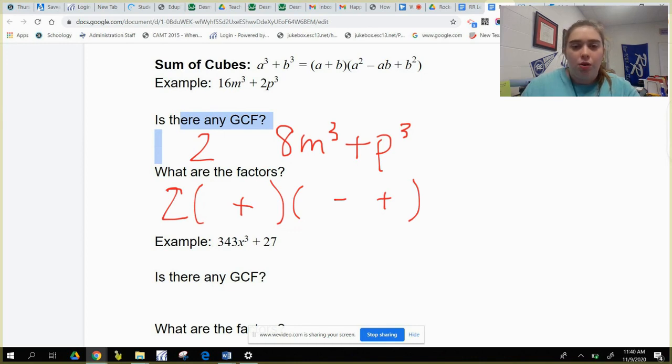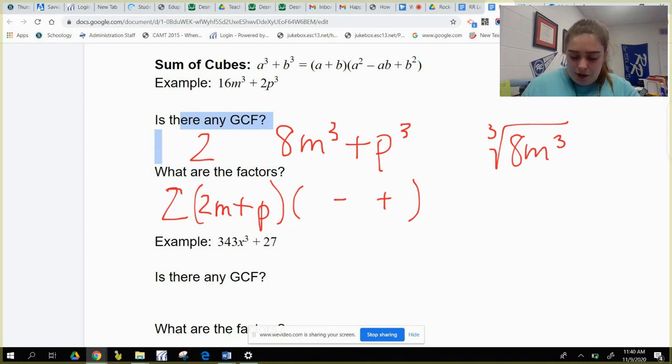Okay, so let's look at taking the cubed root of our two terms. So the cubed root of 8m cubed. And on the last one we discovered the cube root of 8 is 2. So that is going to end up being 2 and then just a single m. Now what about the cube root of p cubed? That's just p. So those are our two terms in our binomial.